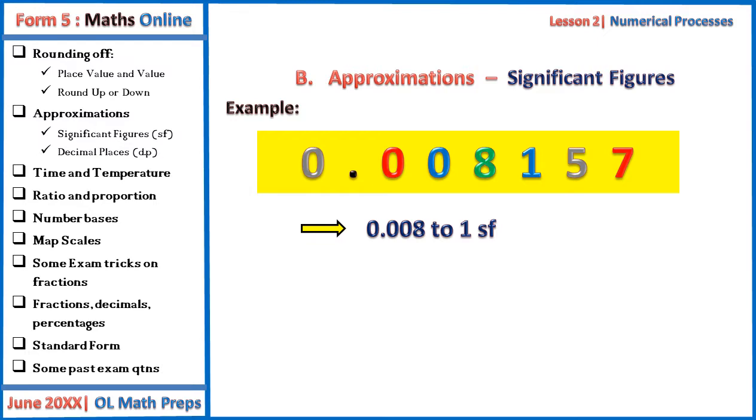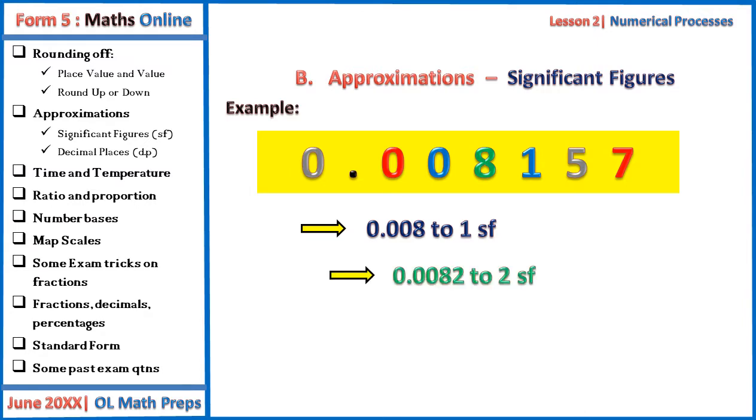Note, the first significant figure is the first digit that is not a 0, and the first significant figure here is 8. So to express this number to one significant figure, we move to that position 8, and we ask ourselves this question: will the 1 after 8 affect it? The answer is no. So to one significant figure, this number becomes 0.008.